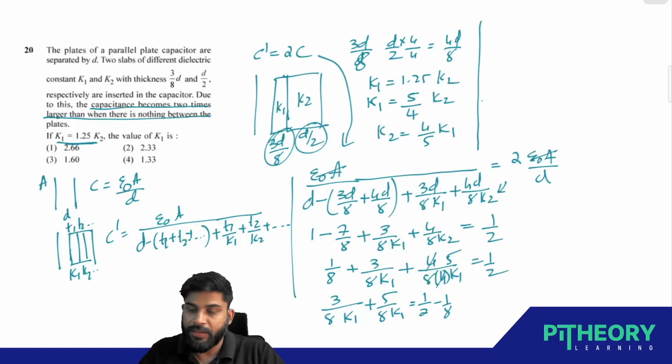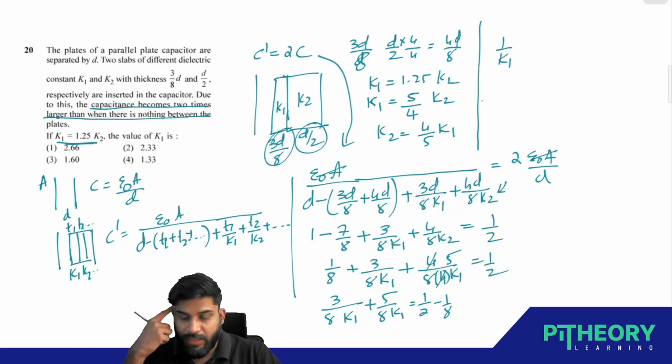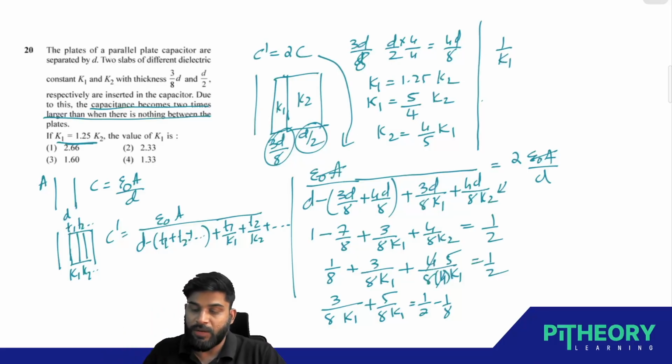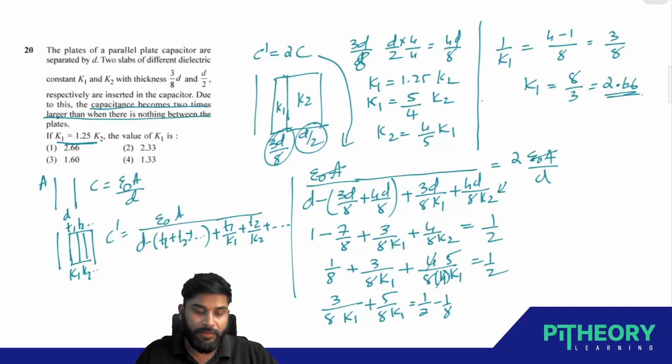I'm writing the remaining things here. 3 by 8 K1 plus 5 by 8 K1 is nothing but 1 by K1, because 3 plus 5 is 8, so 8 by 8 K1 is 1 by K1 only. That will be equal to, if you take LCM 8, 4 minus 1, which is 3 by 8. So K1 is obviously 8 by 3. How much is that? 2 will go, the remaining 2 3s are 6, remaining 2 is there, in 20, 6 3s are 18. So 2.66 is the value of K1. Option number 1 will be the answer for this.